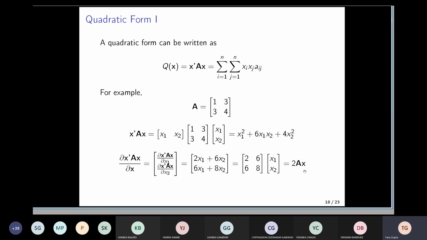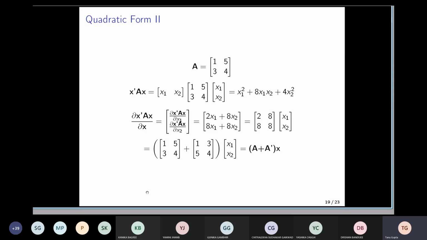And suppose A is not a symmetric matrix, then what will this expression be? Again, let's see through an example. So now suppose A is a non-symmetric matrix. It means A is not equal to A prime. So suppose A is equal to 1, 5, 3, 4. What will be its quadratic form?